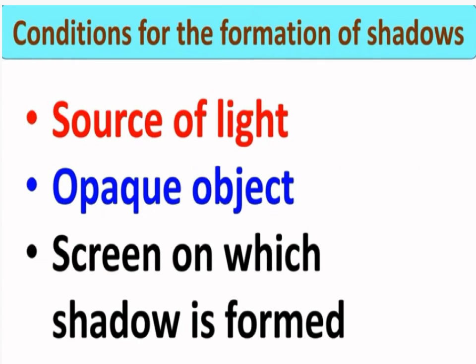Now let's look at the conditions for the formation of shadows. First is source of light. Second is the object should be opaque. And third is screen on which shadow is formed.